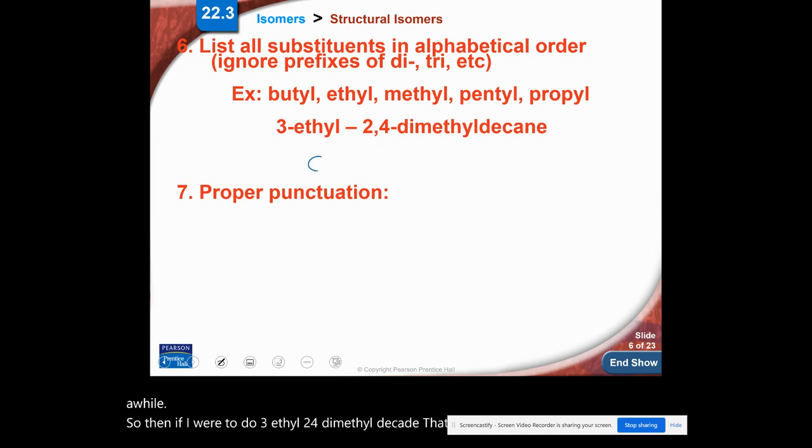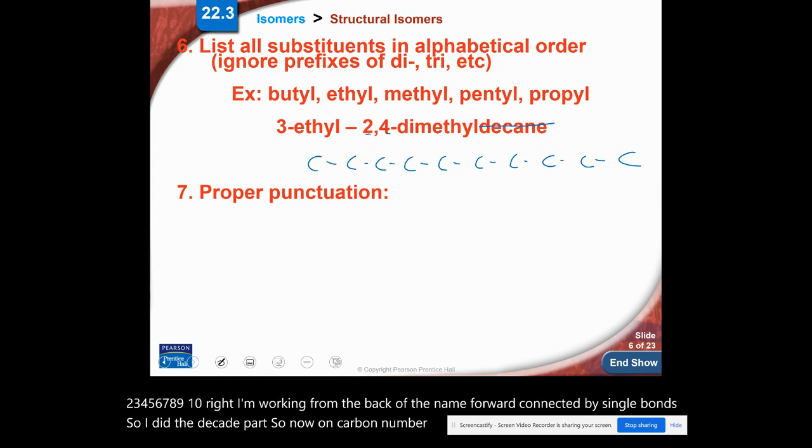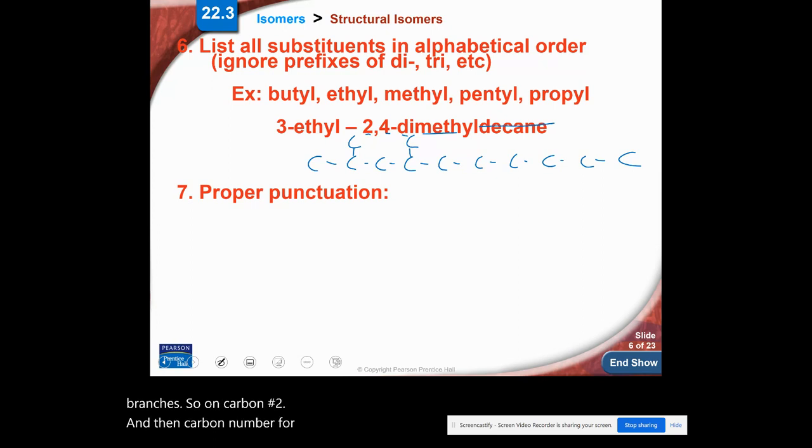Decane would be 10: 1, 2, 3, 4, 5, 6, 7, 8, 9, 10. I'm working from the back of the name forward, connected by single bonds. So I did the decane part. Now on carbon number 2 and carbon number 4, I have 2 1-carbon branches. And then on carbon number 3, I have an ethyl, so I have a 2-carbon branch.